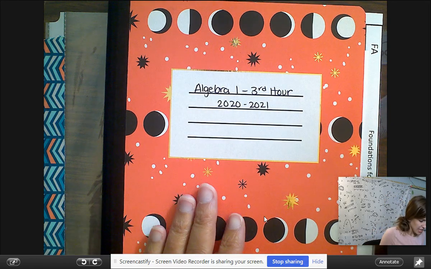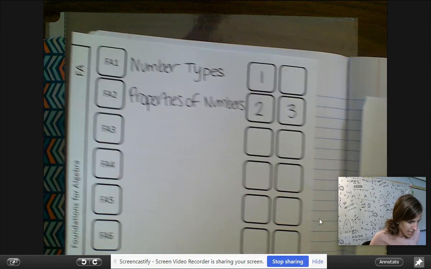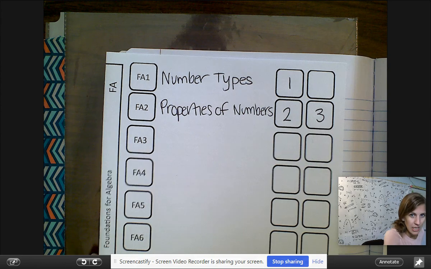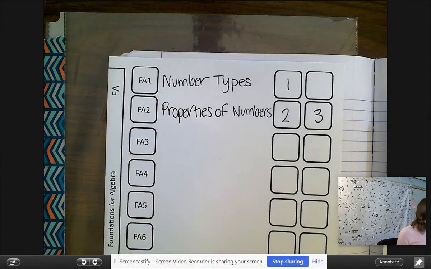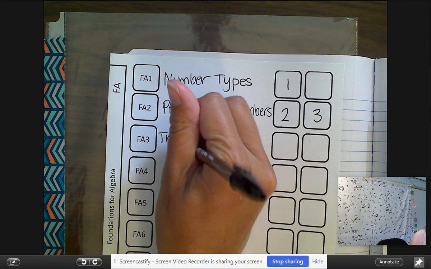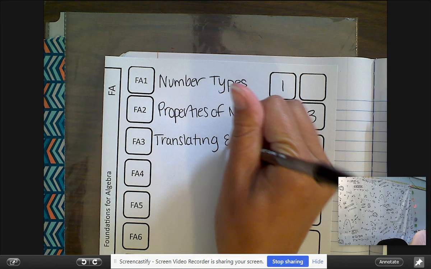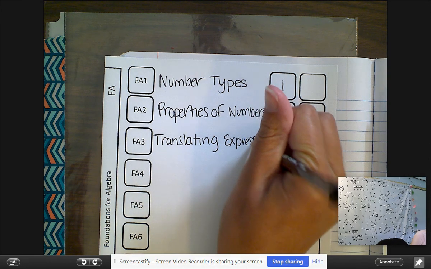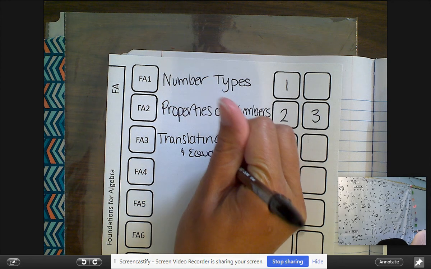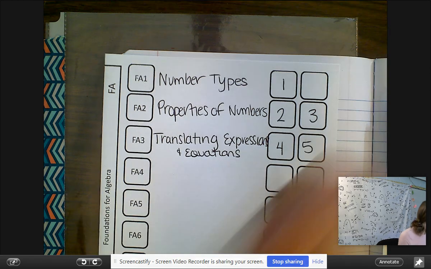Alrighty guys, we are going to add to our notebooks. So first of all, in our table of contents, we are going to add translating expressions and equations. And that's going to go on page 4 and page 5.